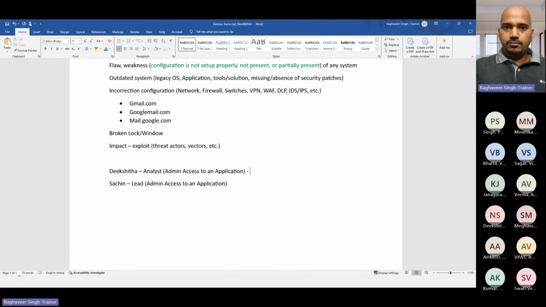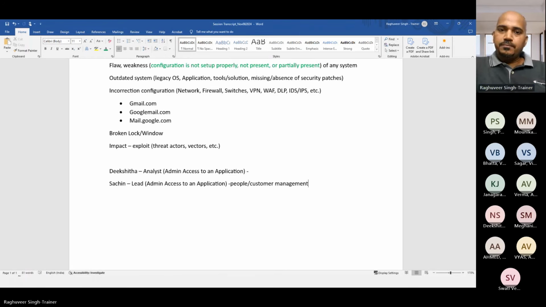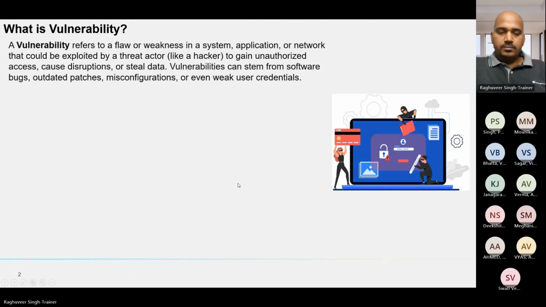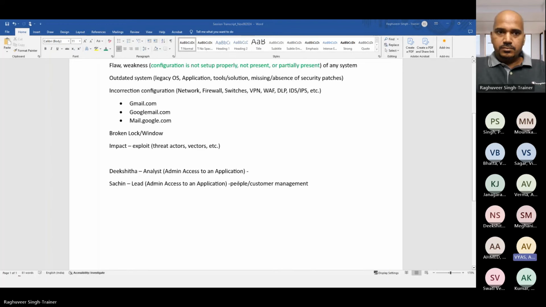Dikshita is more on the ground. She's working with vulnerability management, and she is addressing vulnerabilities. She's also configuring the solution. So she maintains admin access to the application. Sachin is more into people management, people and client management. People and customer management. And he does not actively participate in day-to-day operational activities, but he also maintains admin access to an application. Do you see a vulnerability in this situation, in this example? We have to check the role-based access control. Yeah. There is a vulnerability in this example.